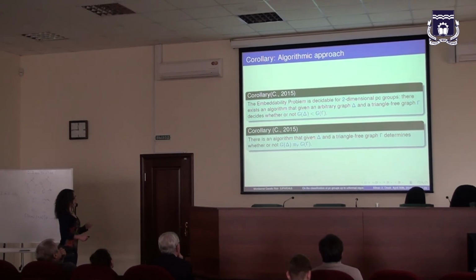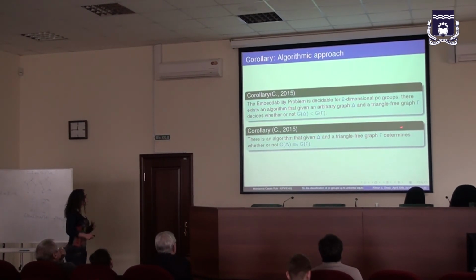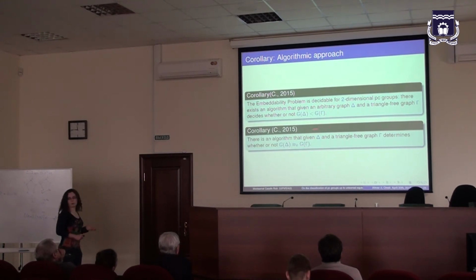It's an algorithm that, given a graph that does not have triangles, determines if some other graph is universally equivalent.